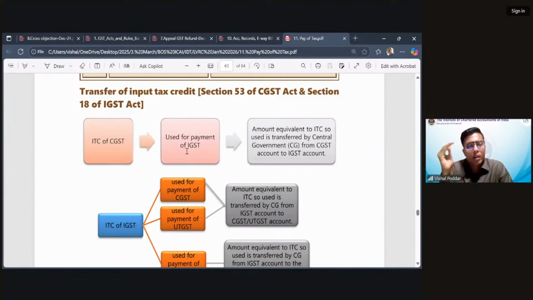So students, these are the different points relating to payment of tax.